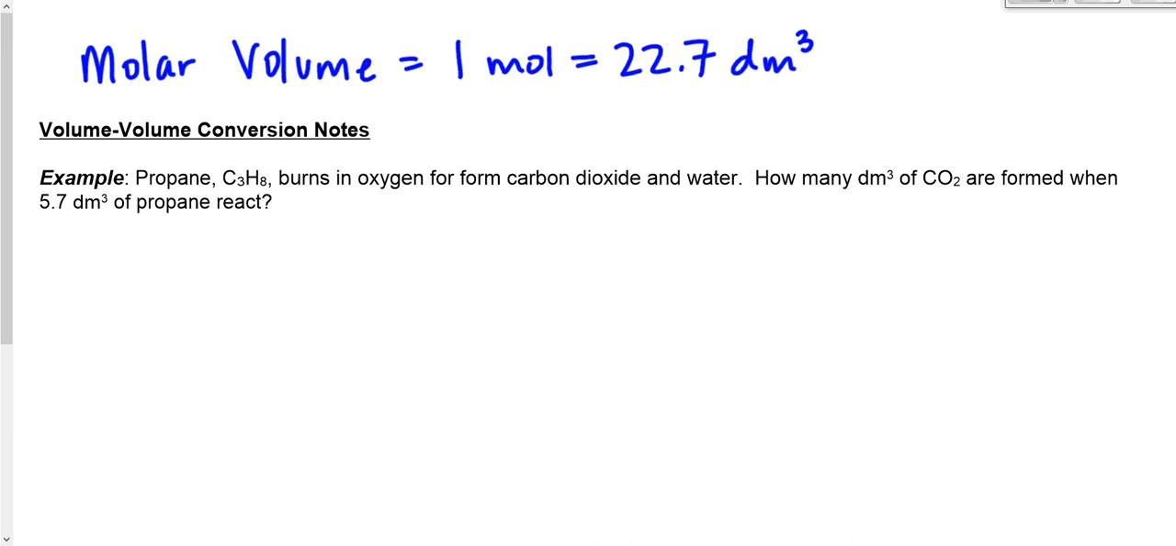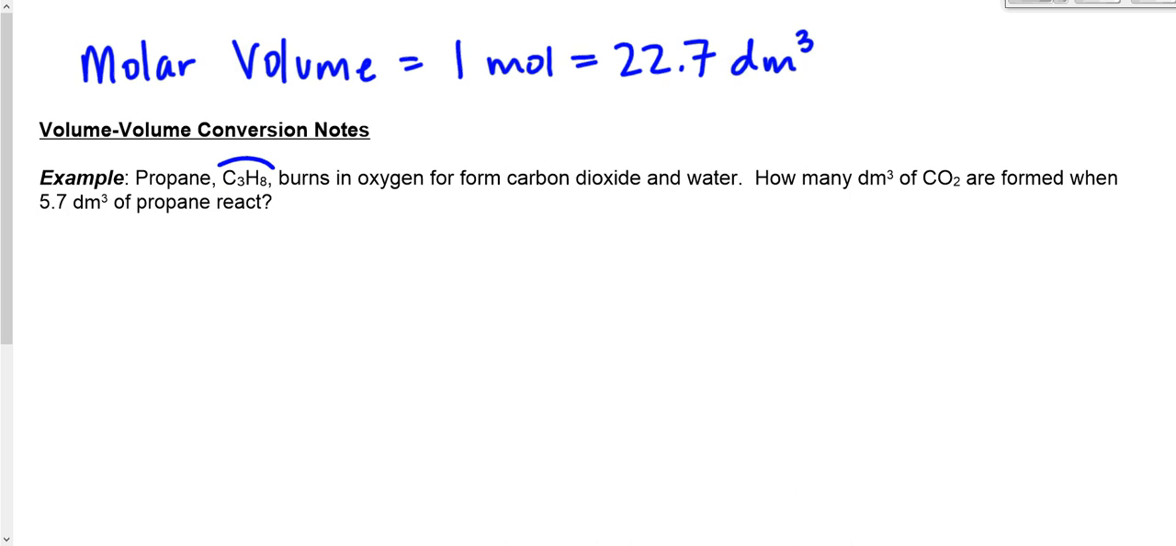In these types of problems, you're going to start with volume, like decimeters cubed, and end with decimeters cubed. So it's just like the other ones we've done with mass and mass to volume. We're just changing one of the units again on either end. So first we need a balanced reaction.